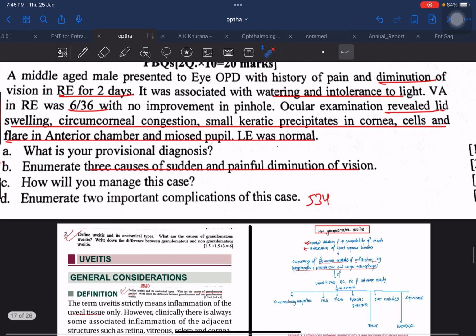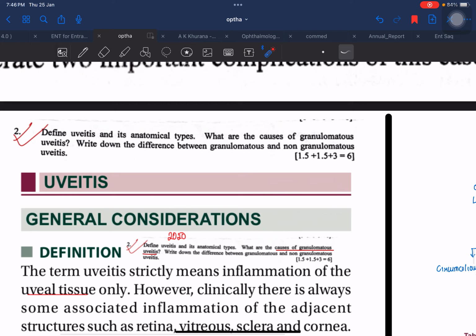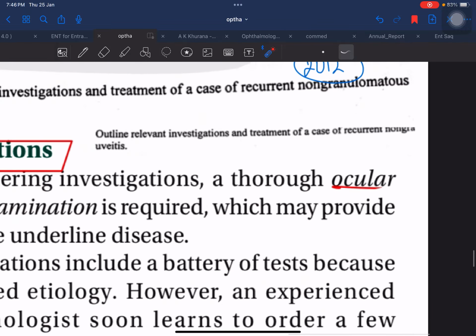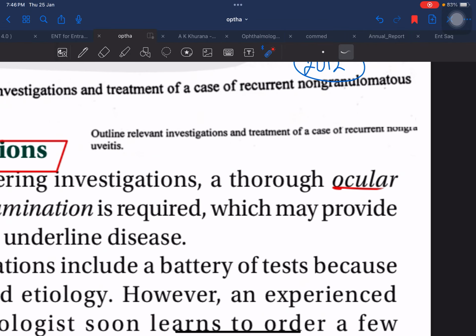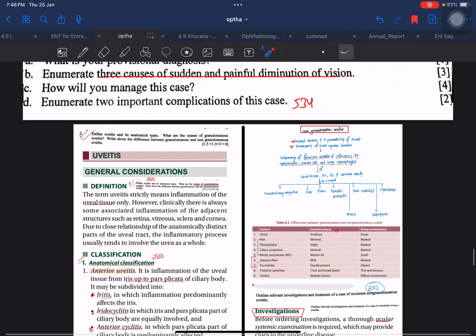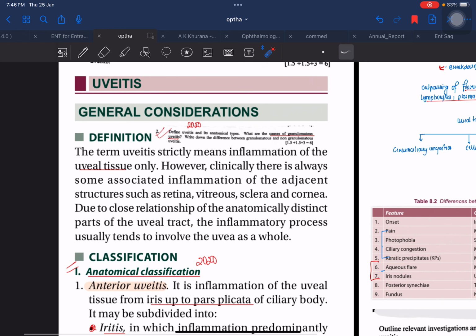Now talking about other questions, what are the questions? Define uveitis, its anatomical types, what are the causes of granulomatous uveitis, write down the difference between granulomatous and non-granulomatous uveitis. So these are the questions. And other questions are also asked, such as outline the relevant investigations and treatment in the case of uveitis. So we are going through each, starting from defining uveitis.